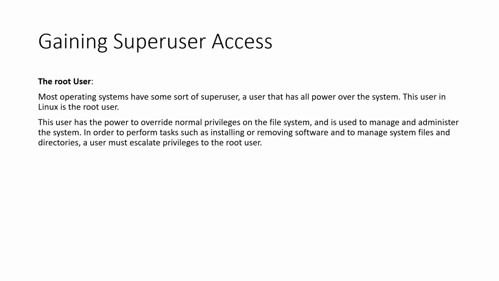Gaining superuser access. So what is the root user? Most operating systems have some sort of superuser, a user that has all power over the system. This user in Linux is the root user. This user has the power to override normal privileges on the file system and is used to manage and administer the system. In order to perform tasks such as installing or removing software from the system and to manage system files and directories, a user must escalate privileges to the root user.